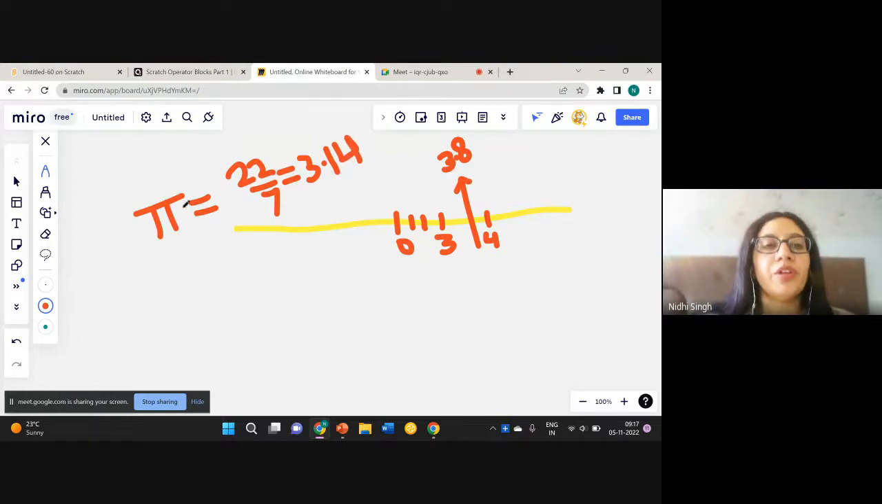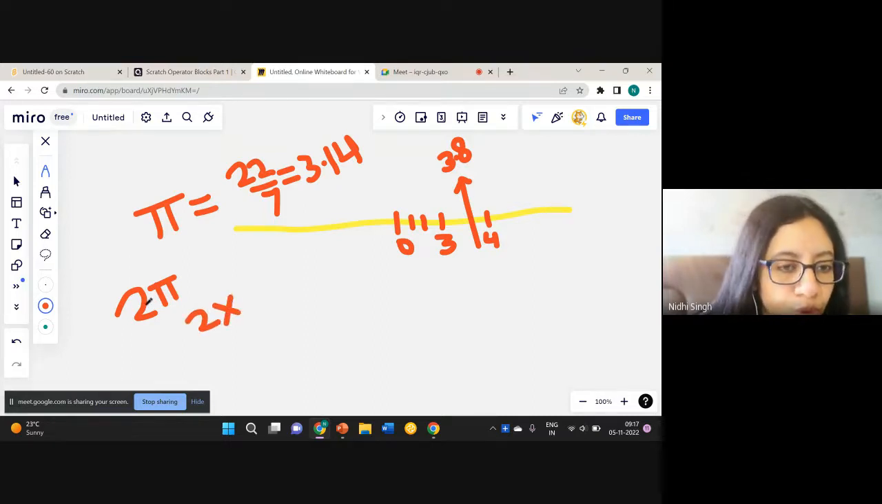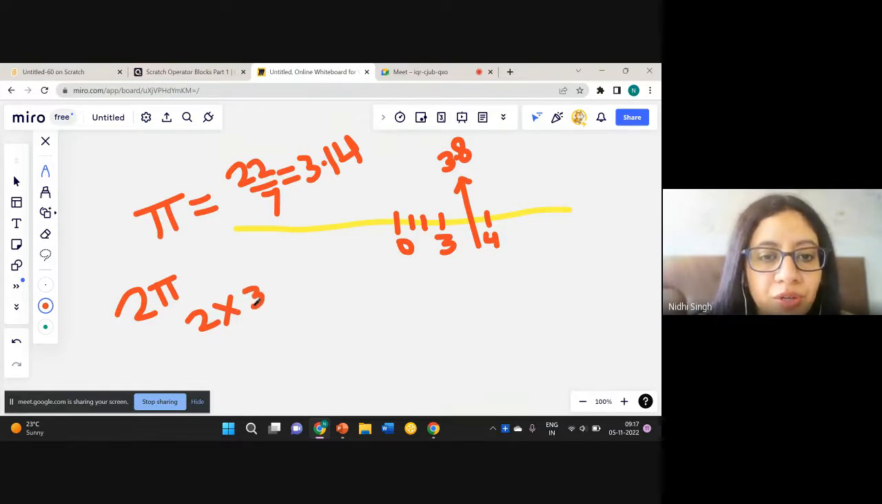So in mathematics, some constants are there, some constant values. Like if I give 2 pi and I need to find its value, I will simply multiply 2 with pi. So 2 multiplied by 3.14, and whatever is the result, that will be your answer. Just understand that concept only. We will not go in deep.